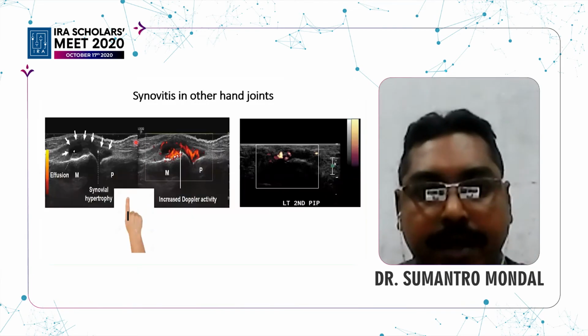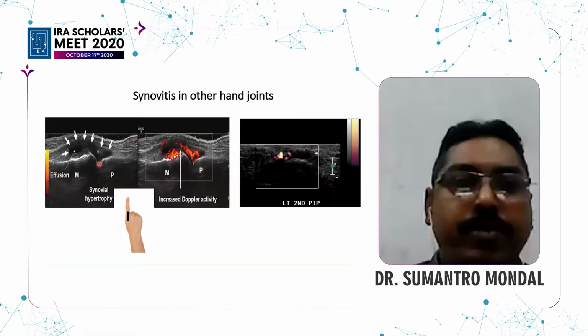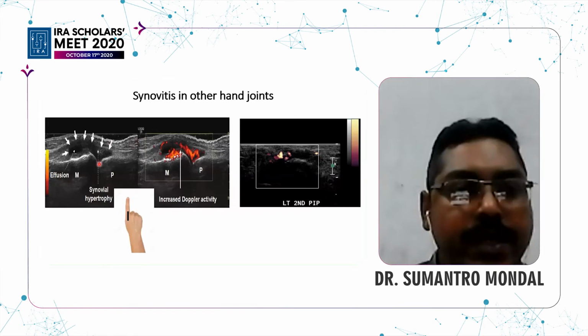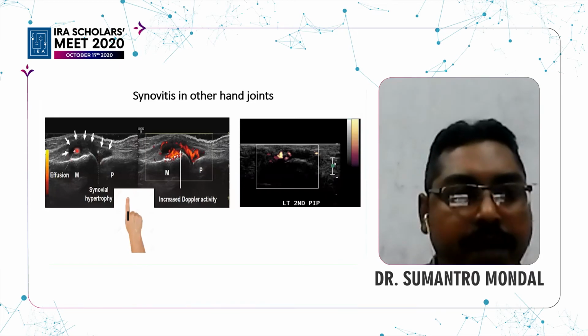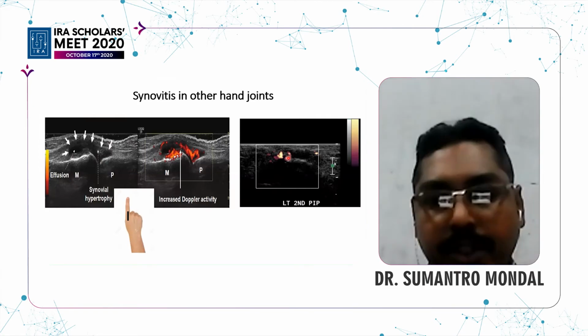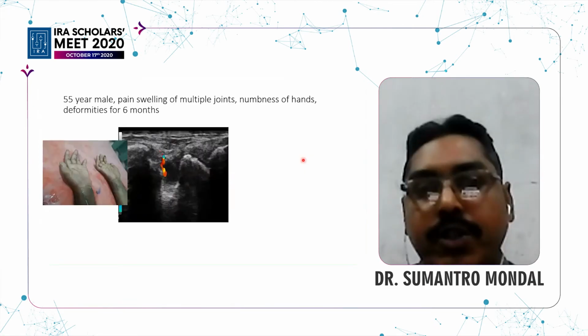You can also assess synovitis of the other hand joints. This is the metacarpophalangeal joint, and one can see the synovial proliferation, some amount of anechoic fluid within it, and gross hypervascularity in the power Doppler imaging. And this is the same picture, the synovial proliferation and vascularity in the PIP joints.